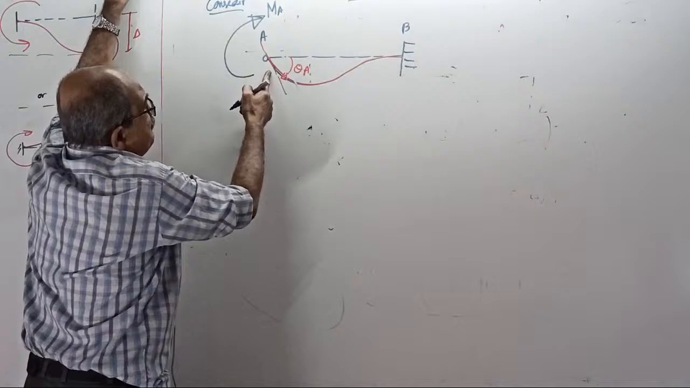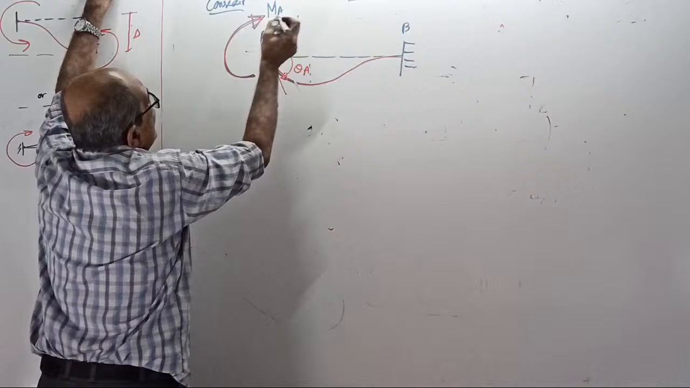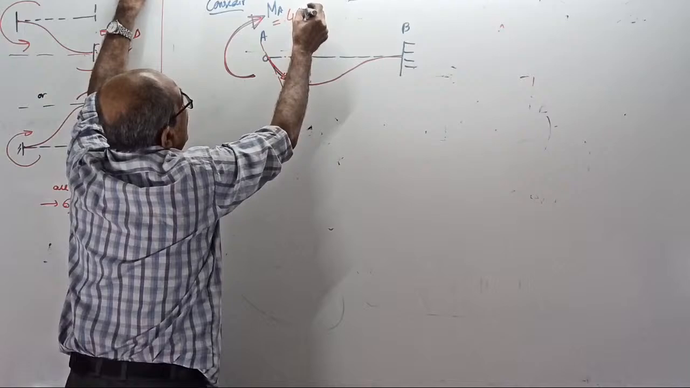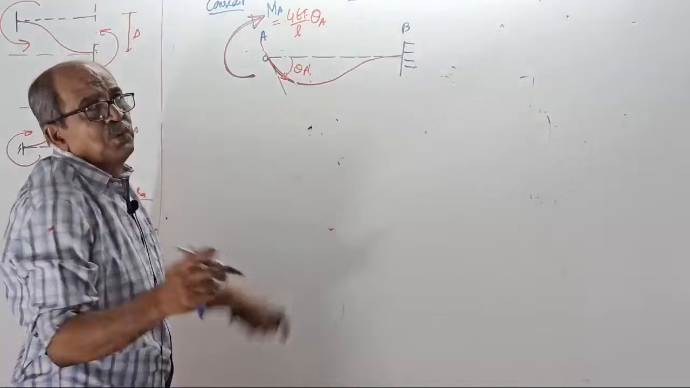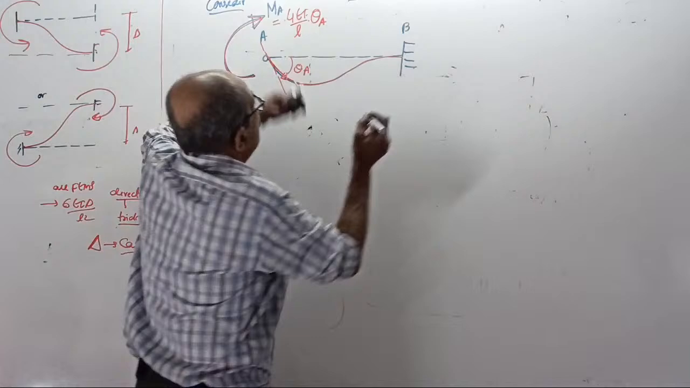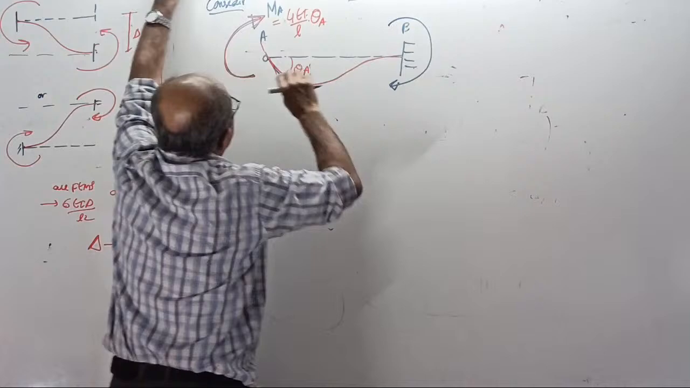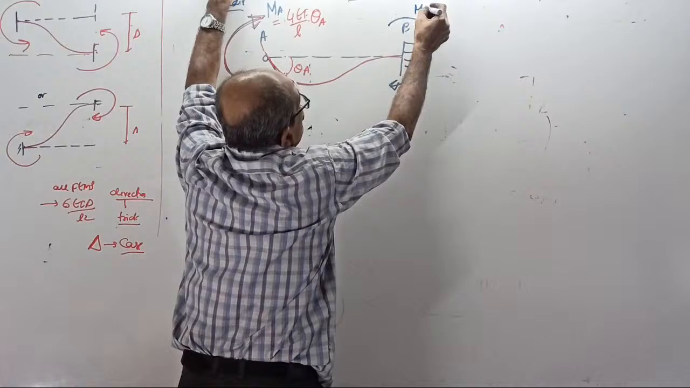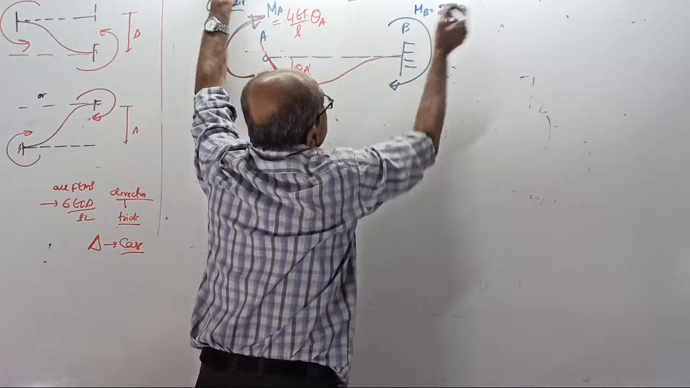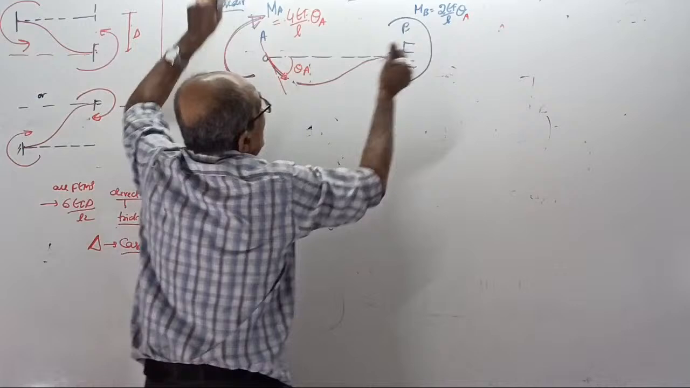Then you require a clockwise moment here. Yesterday we proved it equal to 4EI by L into theta A. Remember, we proved yesterday that the moment is 4EI by L into theta A. Then a moment will come here also, in the same direction. If you apply clockwise here, same clockwise. That MB equals 2EI by L into theta A only, because of this theta. It is actually half. This MB is half of MA.